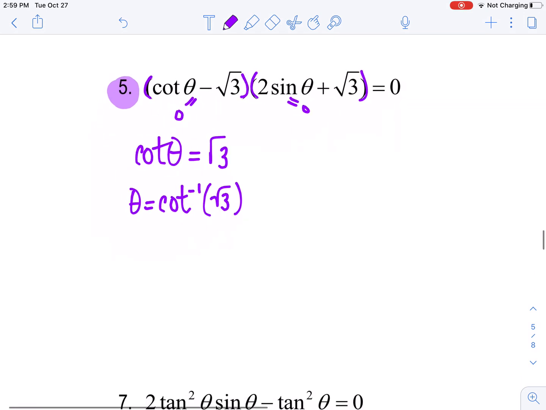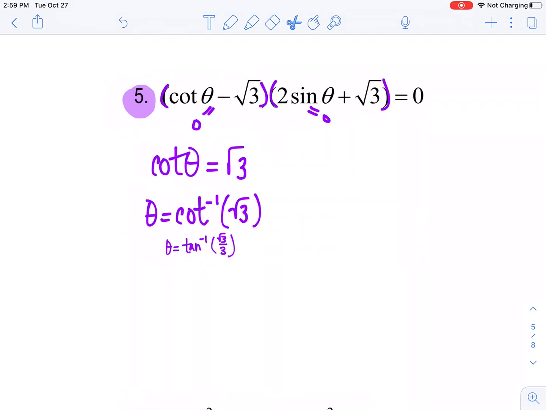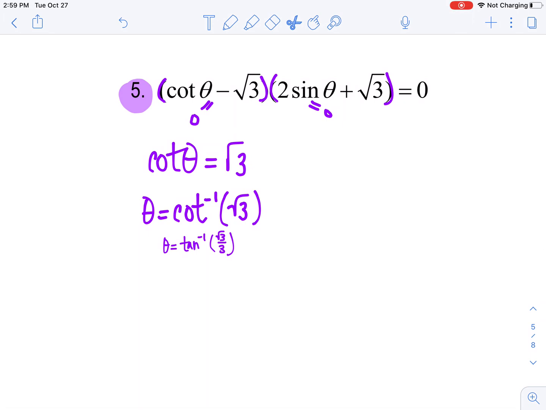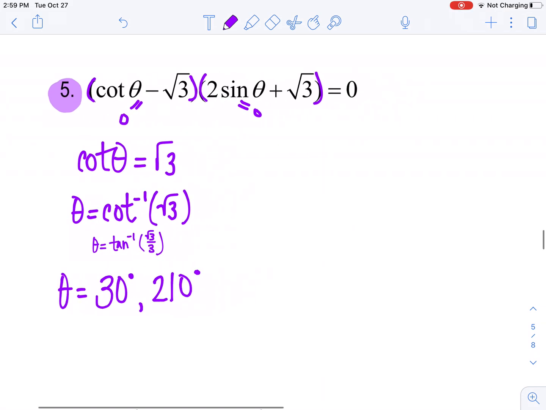Now, if you remember your reciprocal properties, the inverse of cotangent, the reciprocal of that is inverse tan, and the reciprocal of root 3 is root 3 over 3. So these are equivalent expressions, so you can think of them in terms of their reciprocal function if that helps you. So what angle gives us a positive tangent value of root 3 over 3? Well, that theta is going to be at 30 degrees in the first quadrant and then 210 degrees in the third quadrant. We'll move on to the next factor.